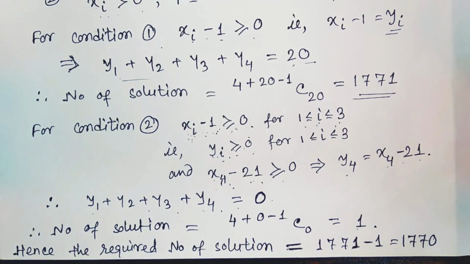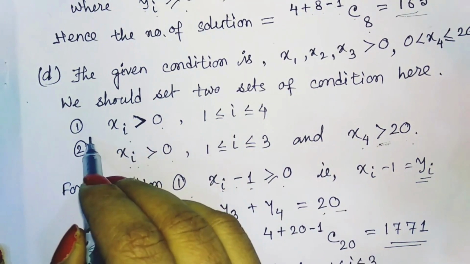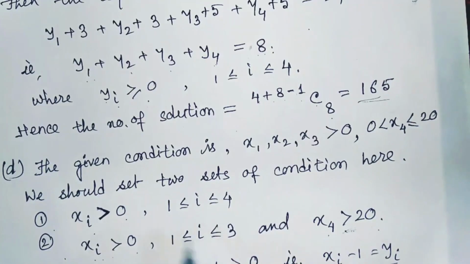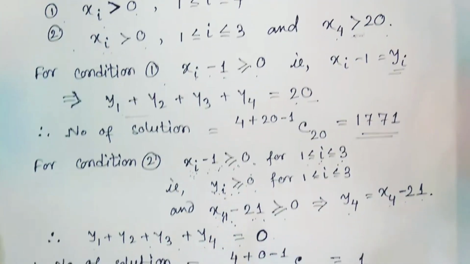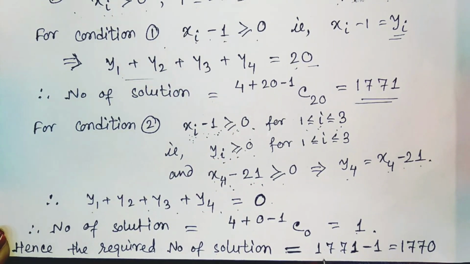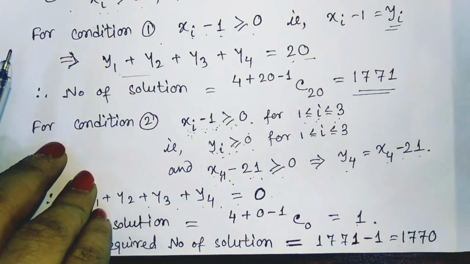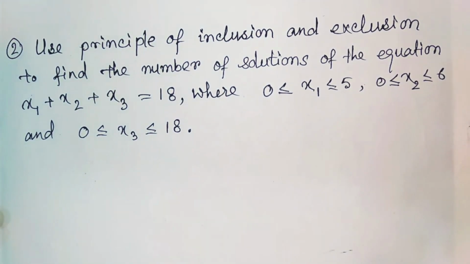Hence, the required number of solution is the solution for condition number 1 minus the solution for condition number 2. Hence, we will find out the entire solution for this condition. So, accordingly, if you do so, then we will find out it is 1771 minus 1. So, the answer is 1770.